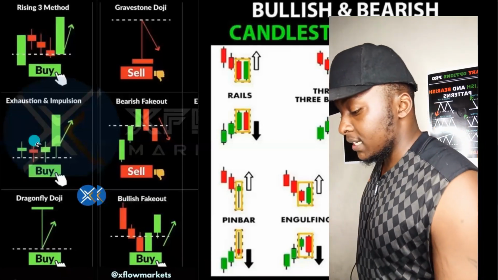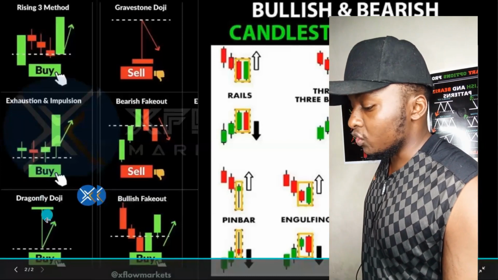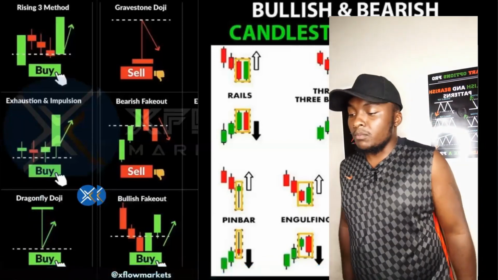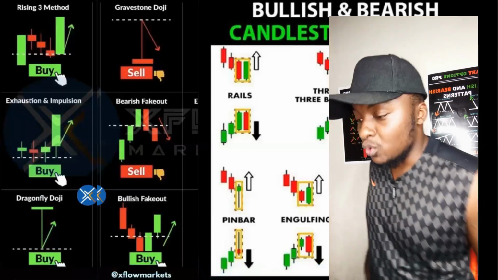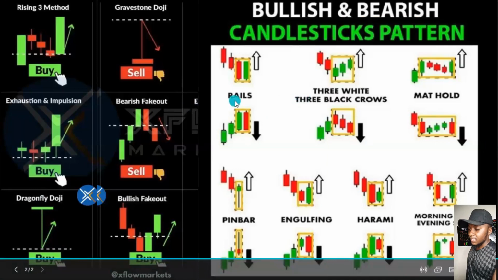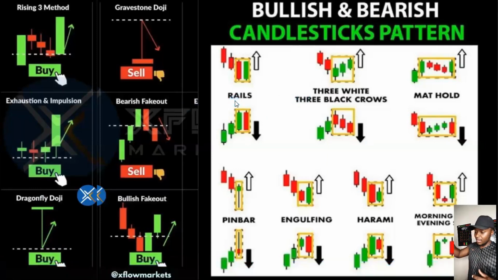Doji, you can see we have a tweak that goes all the way and touches the support level and then bounces back. That means that a sell is coming into place, right? So this is the same thing, also bullish and bearish. You can see the rails. The rails are actually, if you're looking to buy, after the red candles have come into place, a complete full green candle forms. Complete full green candle forms, right? 3 white, 3 black crows, 3 white crows.